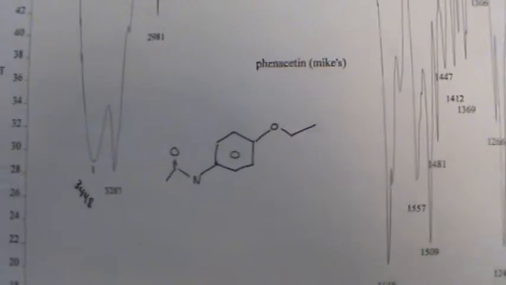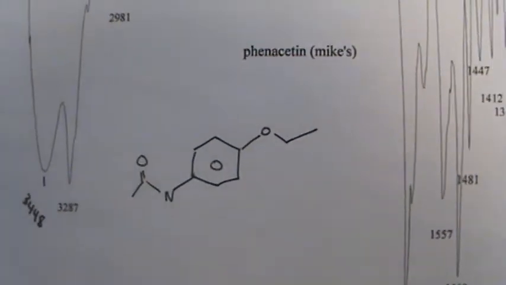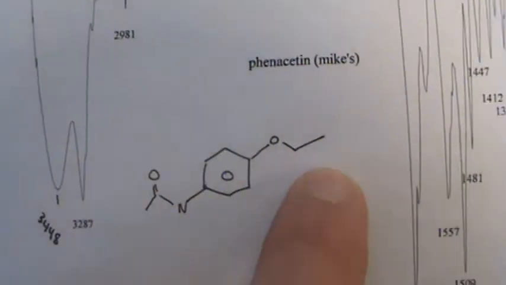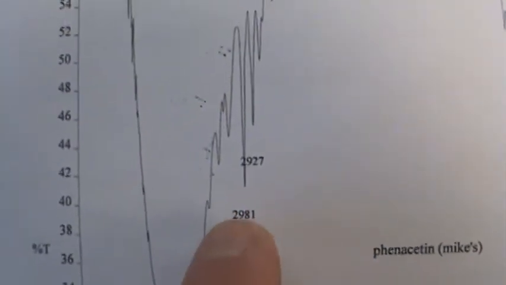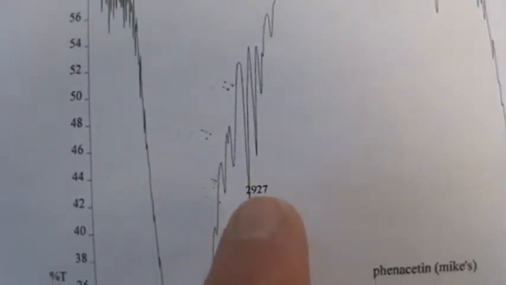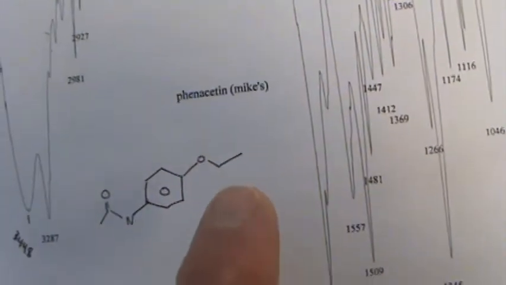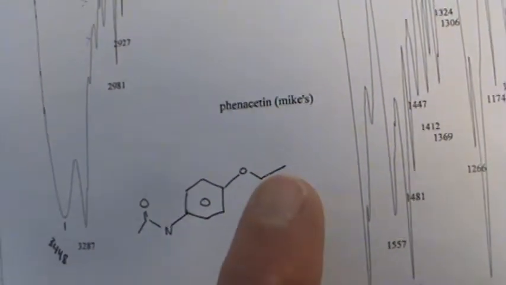We go into the product for IRs. We put on an ethyl group. And it turns out we definitely are now going to see 2981, 2927. These peaks are your sp3 carbons with hydrogen stretching.